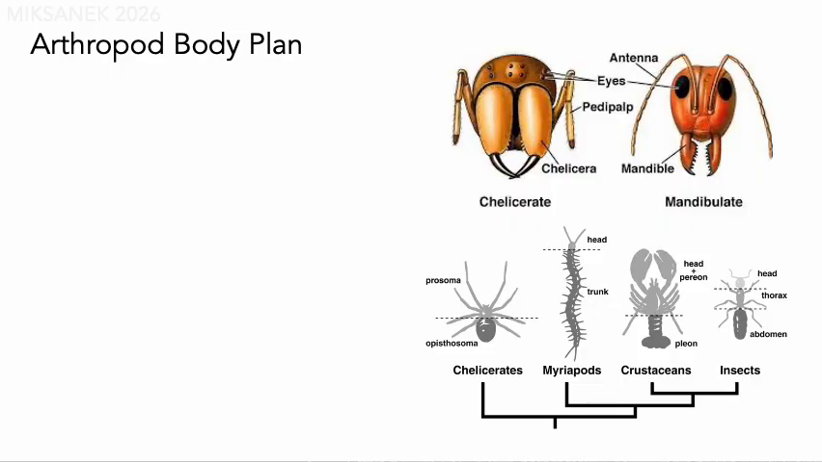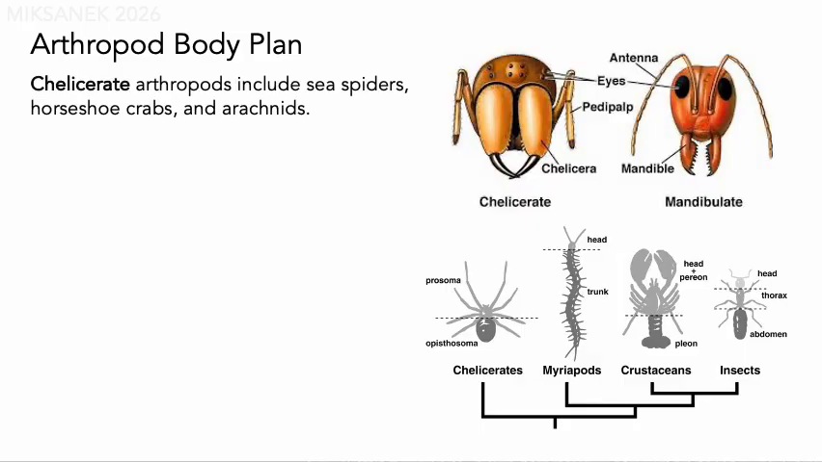There are two major branches or lineages of arthropods that are differentiated based on their mouth parts. The oldest branch, the first to diverge from that ancestral arthropod, were the chelicerates. Chelicerates include sea spiders, horseshoe crabs, and arachnids. And of medical importance, we're only considering the arachnids Acari, which is a polyphyletic group, but that includes the order Ixodida, the ticks, as well as mites.